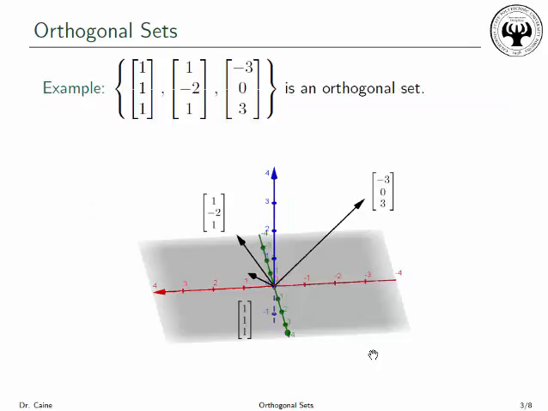Of course, this isn't the only example of an orthogonal set. Here's an example of an orthogonal set in R3. The vectors (1, 1, 1), (1, -2, 1), and (-3, 0, 3) form an orthogonal set. I've drawn them here to illustrate the orthogonality.